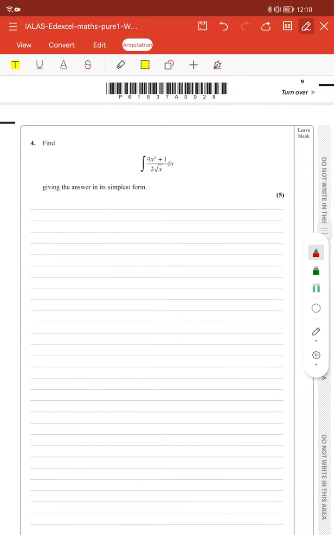Now it wants us to integrate this. So when we integrate this, what I would suggest doing is again separating it. So you get 4x squared over 2 root x plus 1 over 2 root x dx. And if we were then to simplify these, we would get 2x to the power of 1.5 plus a half x to the power of minus a half.